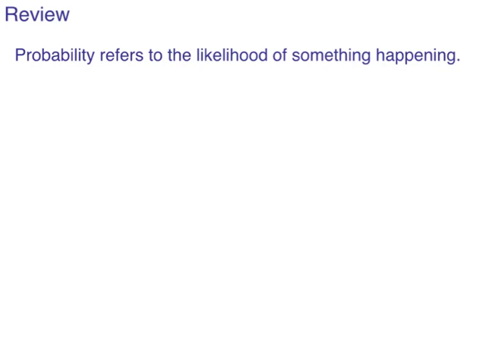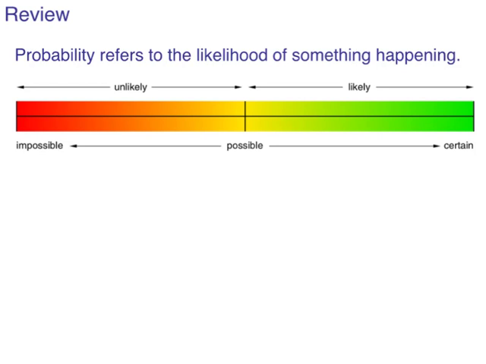So probability refers to the likelihood of something happening. Basically, what is the chance of something happening? We can use a line or a scale such as this one to use words to describe probability. So words like impossible, unlikely, possible, likely, and certain are used when we talk about probability. But we can also use numbers to tell us what the chance of something happening is. So let's look at a quick example.